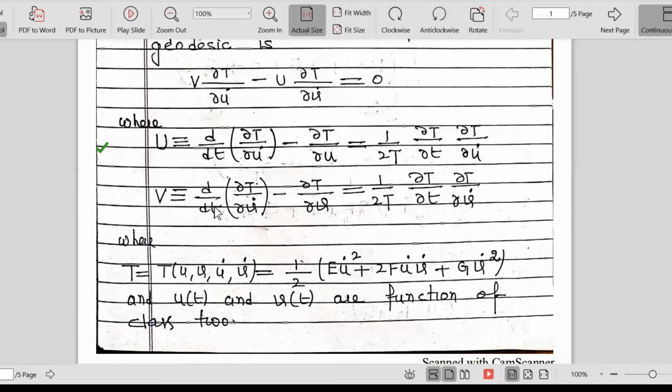Similarly, capital V equals d/dt of ∂T/∂v̇ minus ∂T/∂v, where capital T equals 1/2 (E u̇² plus 2F u̇ v̇ plus G v̇²), and u(t) and v(t) are functions of class 2.